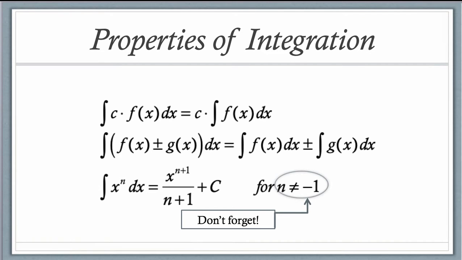One thing to take note of is that we cannot apply this rule if the exponent is equal to -1. We're going to talk about why that's true in another video, but for now, let's just keep with the rule that we cannot do the power rule when the exponent is -1, so don't forget that.